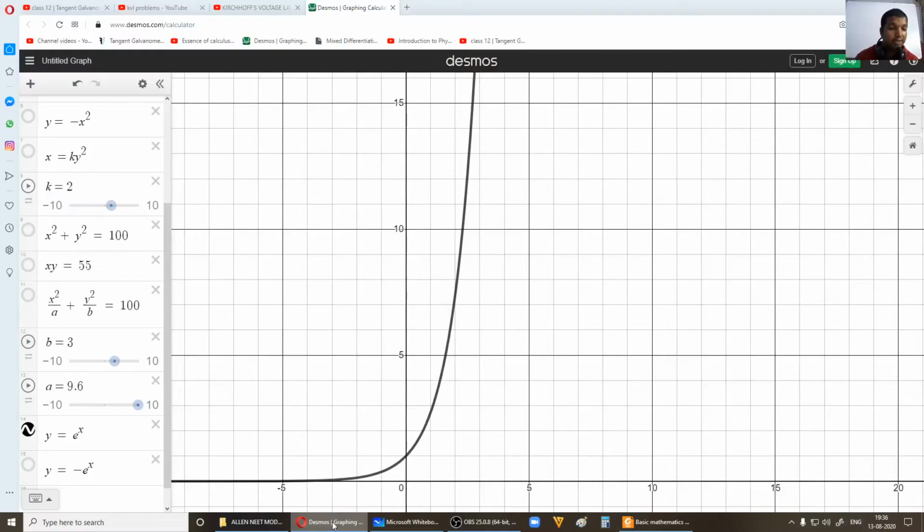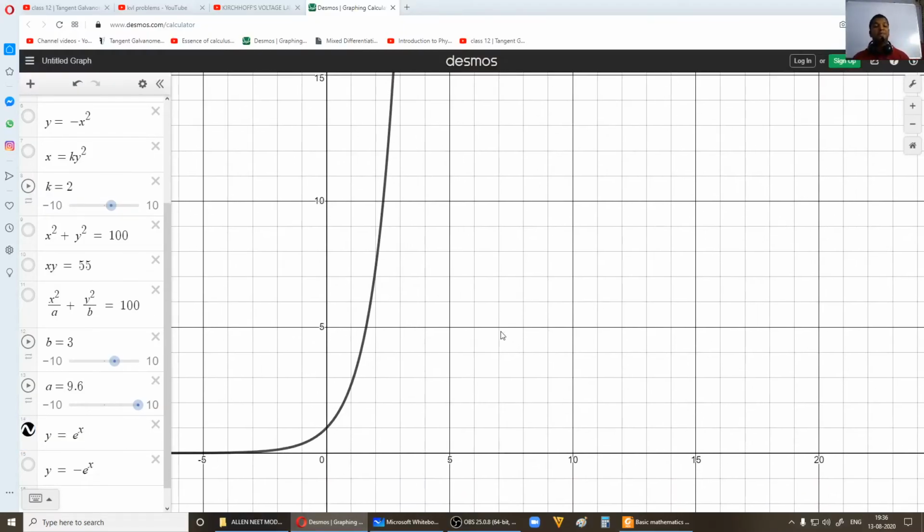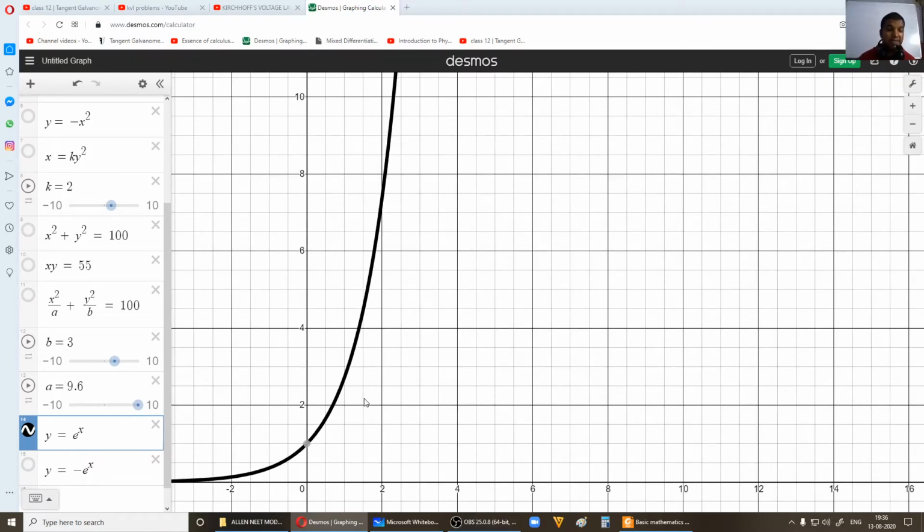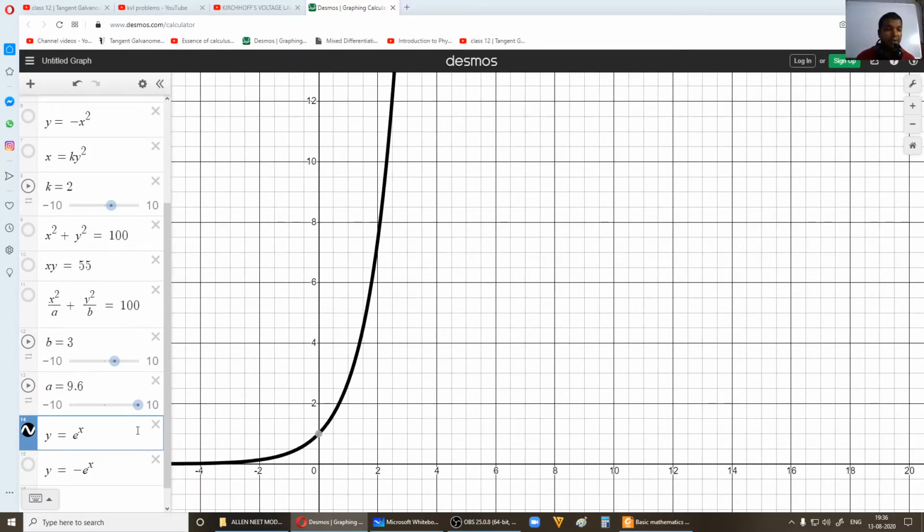Let's try to understand here. I have y is equal to e power x. This graph represents y is equal to e power x, right? As you can see from the graph, as x is increasing, the value of y keeps on increasing. Now you know dy by dx, correct? So dy by dx wherever you take, it will be equal to e power x only. That is the speciality of e power x. This is exponential growth, we'll say.